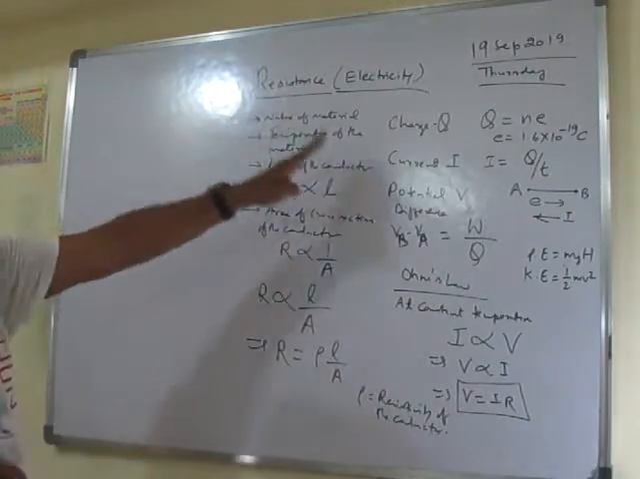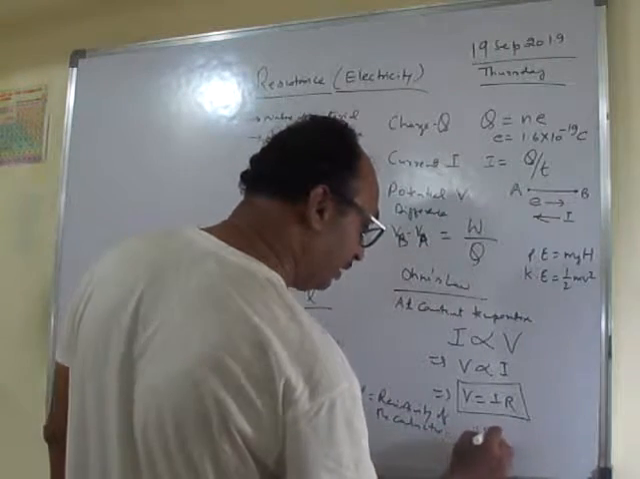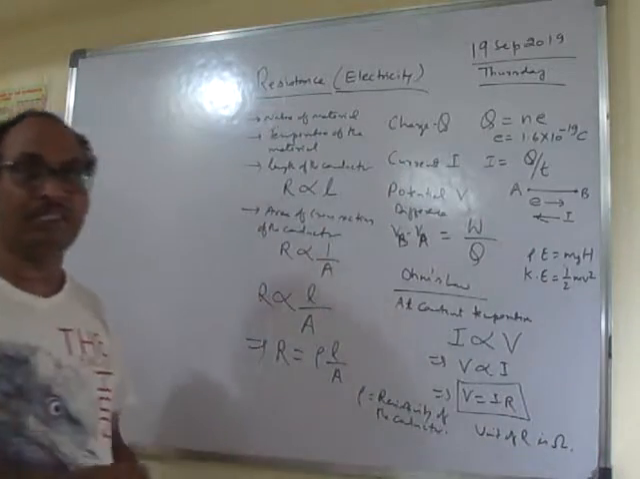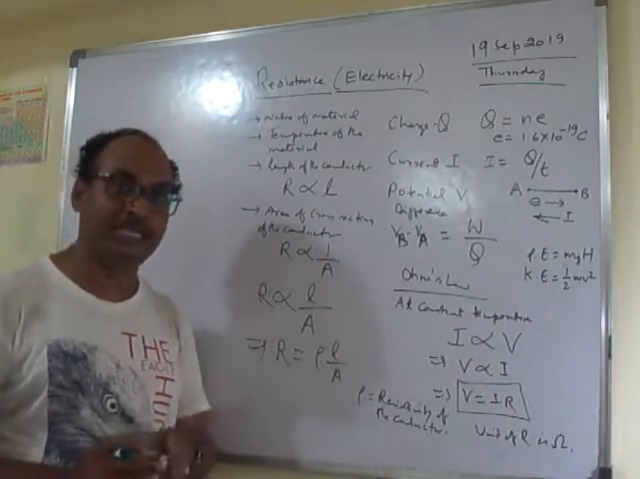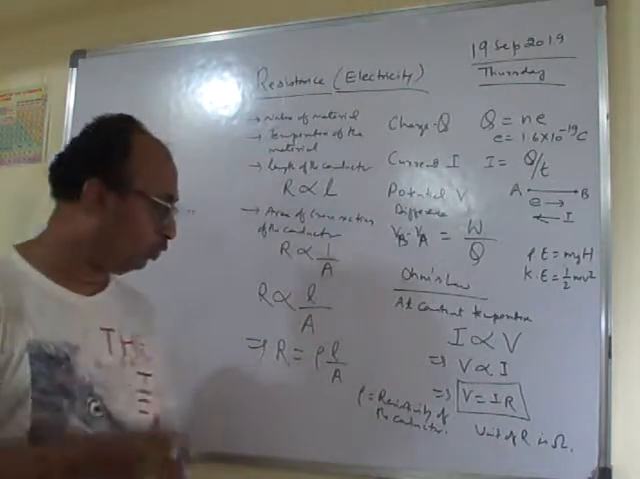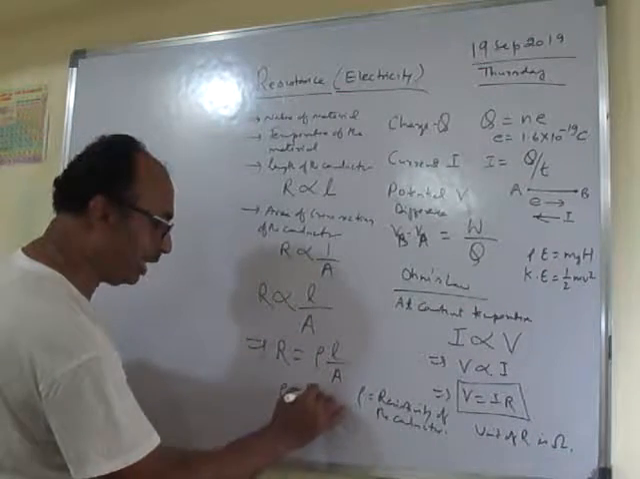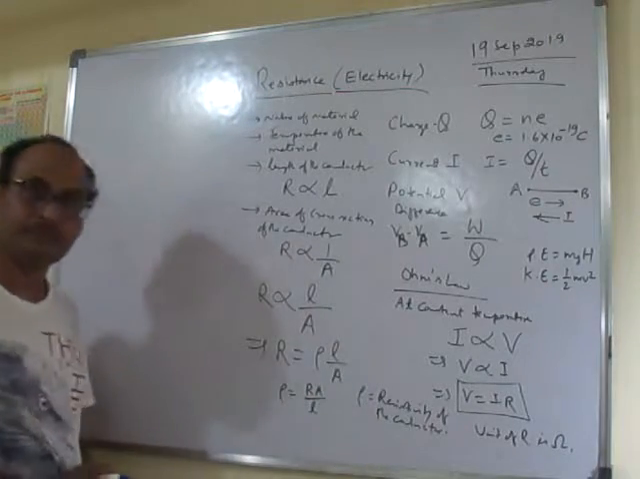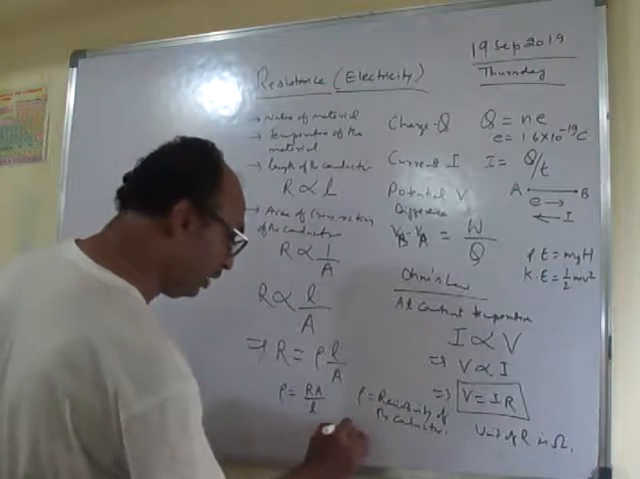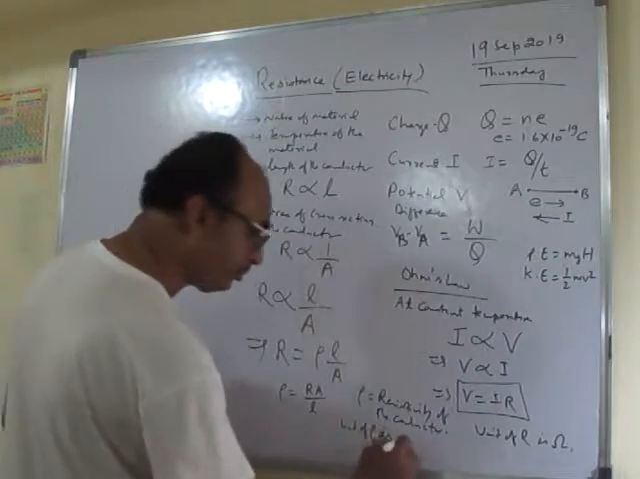And I did not tell you about the unit of resistance. The unit of resistance is ohm, from Ohm's law; Ohm was the scientist who discovered and made this law. Now from here we have resistivity, and resistivity is equal to RA by L. So what is the unit of resistivity? The unit of resistivity is ohm meter.